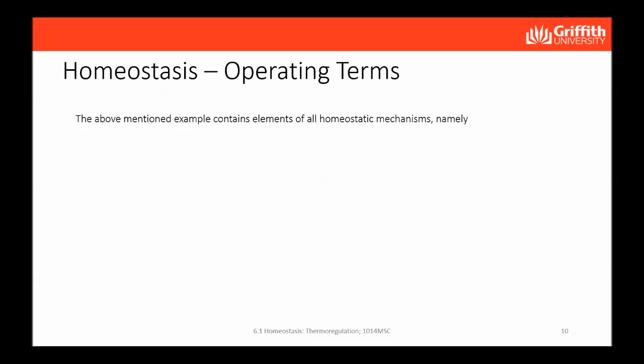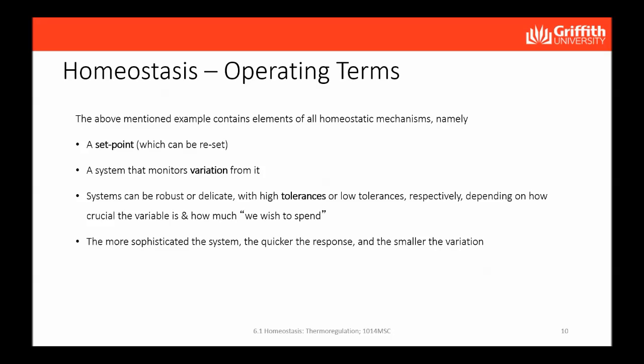The example just mentioned contains all the elements of a homeostatic system, namely a set point which can be reset, and a system that monitors the variation from the set point. These systems can have high or low tolerances depending on how crucial the variable is, and how much we wish to spend energy-wise. The more sophisticated the system is, the quicker the response, and smaller the variation. In all cases, the variable oscillates within acceptable ranges, controlled by negative feedback mechanisms.